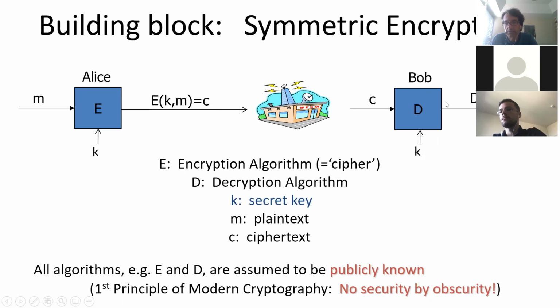The encryption and decryption algorithms, E and D, are known, they're public. The only thing that is secret is the key. So it's the first principle of cryptography that we don't care about security by obscurity. All algorithms are public. Only random variables can possibly be secret.